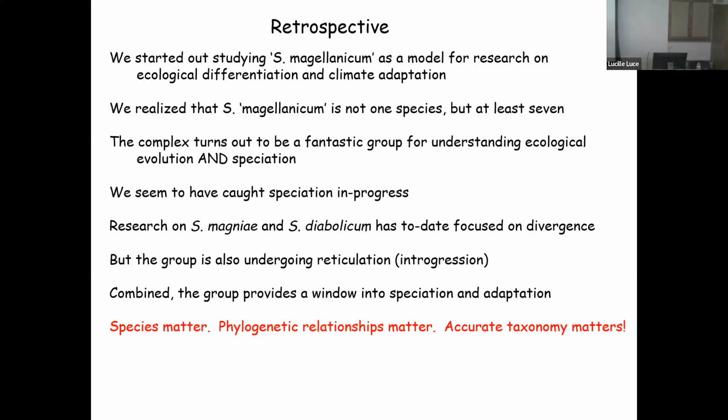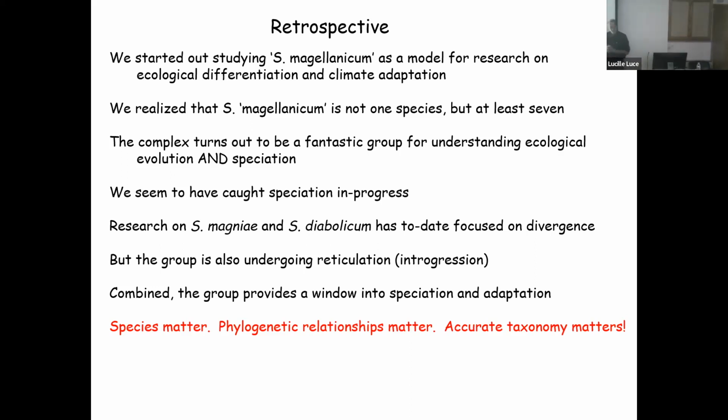So it turns out that the group is not only a great group for pursuing climate adaptation, because it does include northern subarctic species and subtropical species. It's just not within one species. But what we've learned is it's also a tremendous system for studying speciation. I would argue one of the best in bryophytes. So we're very excited to move forward.